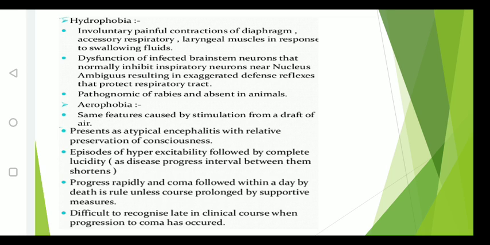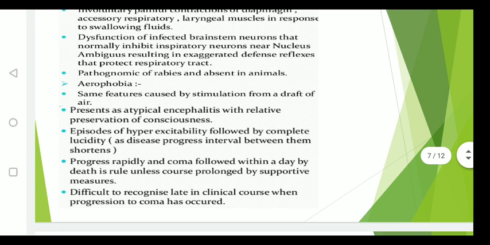Okay, so episodes of hyperexcitability are followed by the complete disease progressing, with a short interval in a short time. Then it progresses rapidly and is commonly followed within a day by death, unless the course is prolonged by supportive measures. So here rapid progression of the disease will occur, which can lead the person to the coma stage within a few days, and maybe death also within that particular timing.